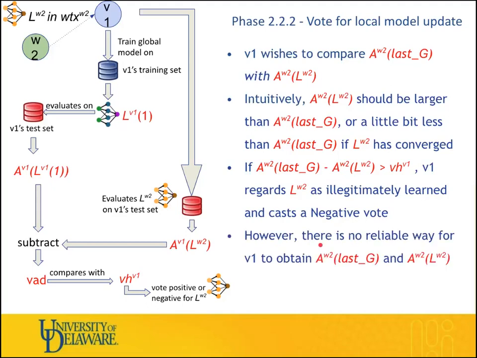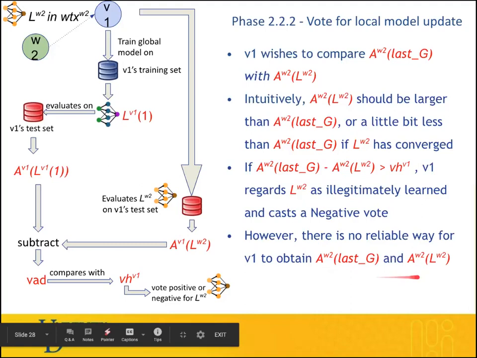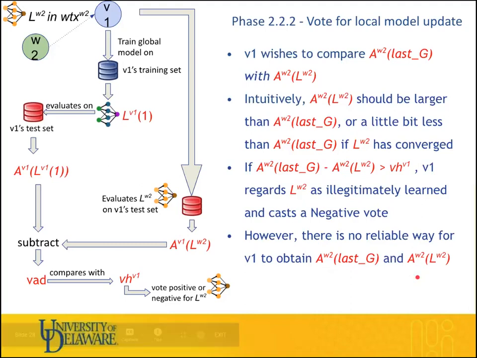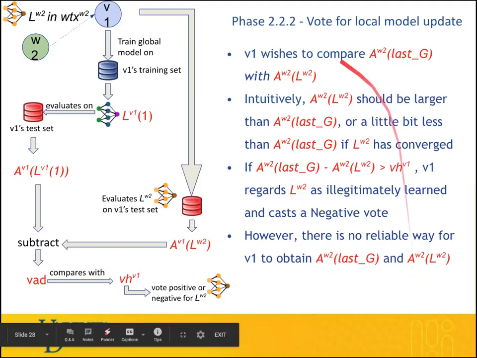However, as the data set of W2 never leaves W2, V1 would have no reliable way to obtain AW2 last G and AW2 LW2. If W2 directly sent these two values to V1, V1 has no reason to trust W2 of sending the honest values, right? So any question? Does it make sense for this comparison? Okay.